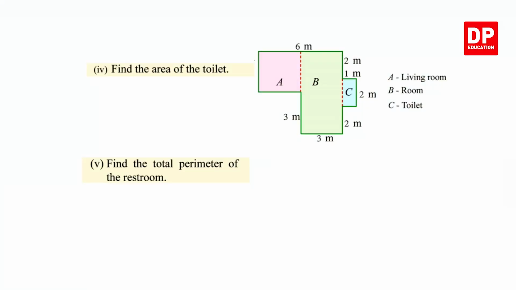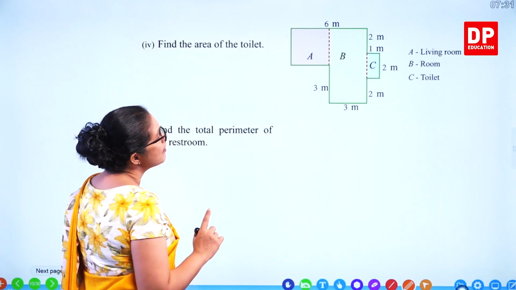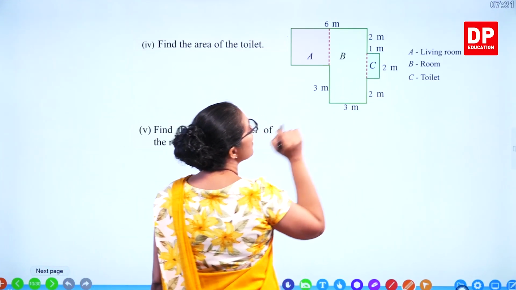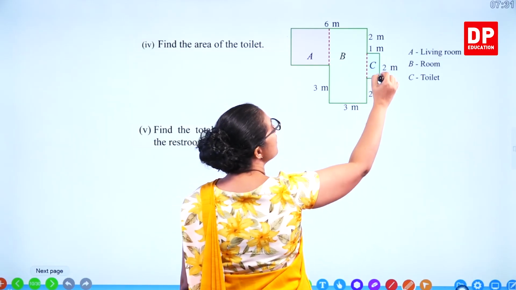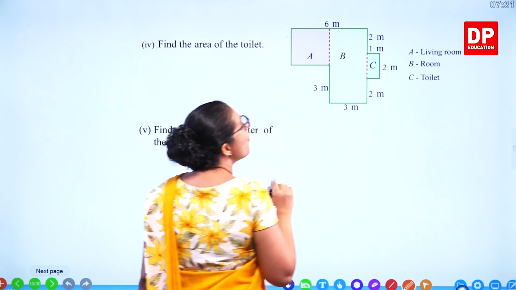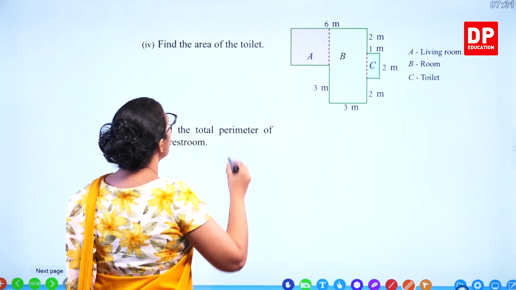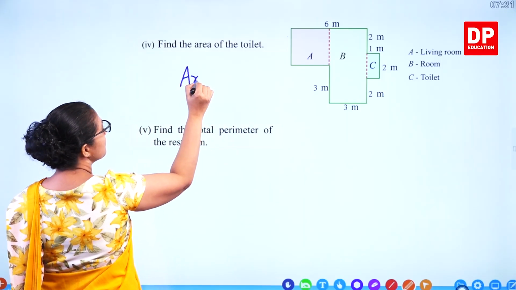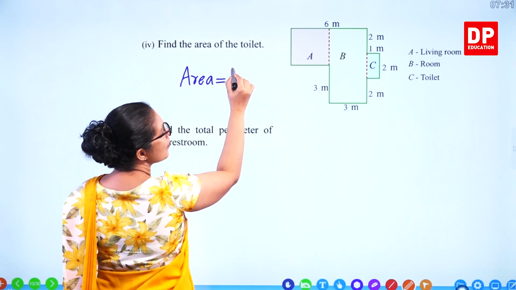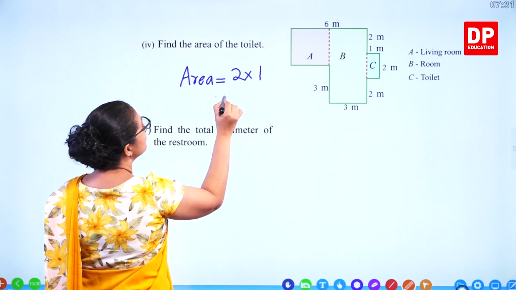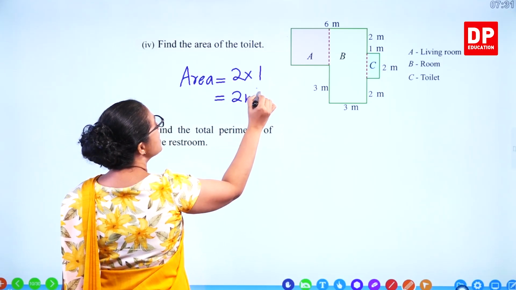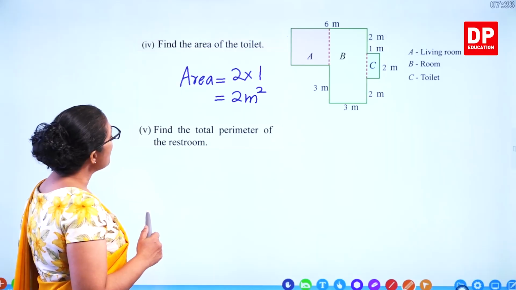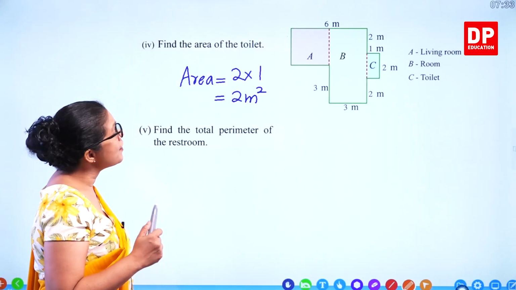Find the area of the toilet. Where's the toilet? C. This part. So here, length is 2, width is 1. So what's the area? 2 times 1. 2 square meters. Next one, find the total perimeter of the restroom.